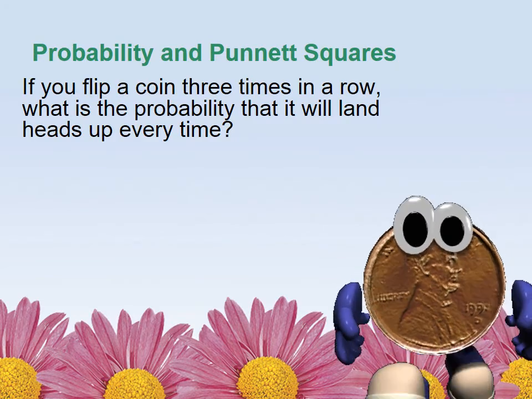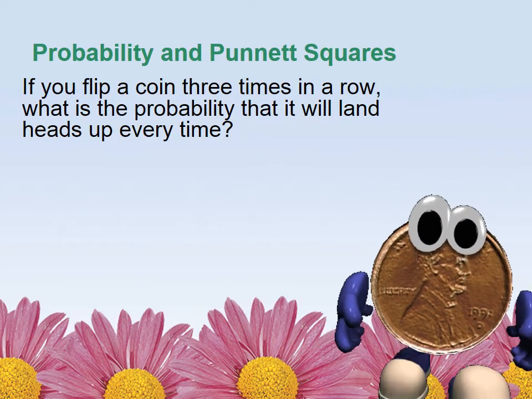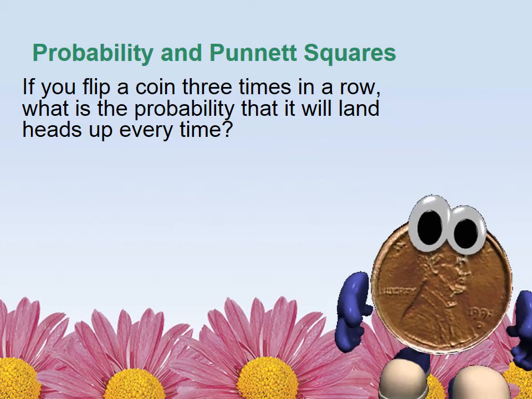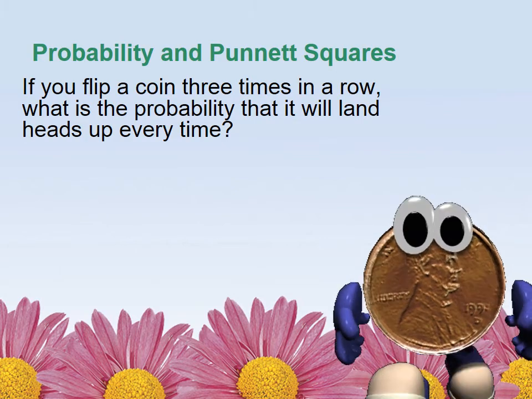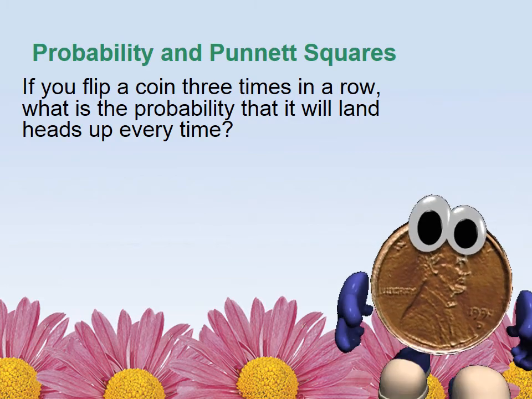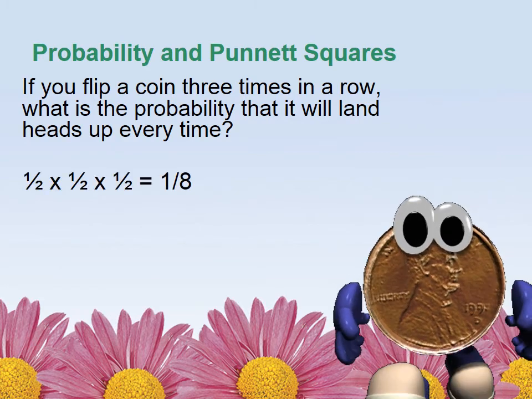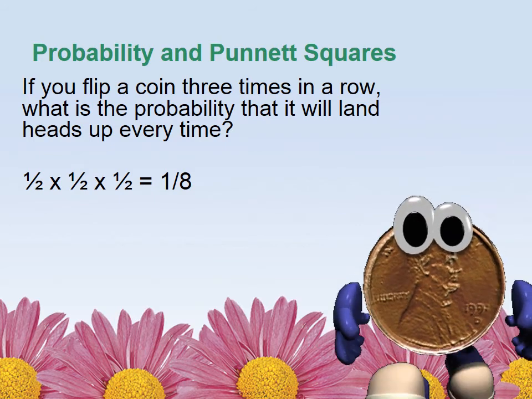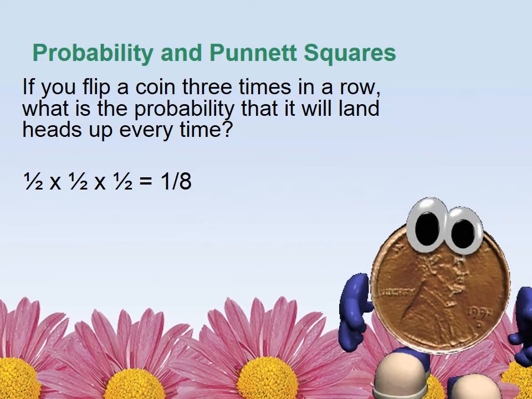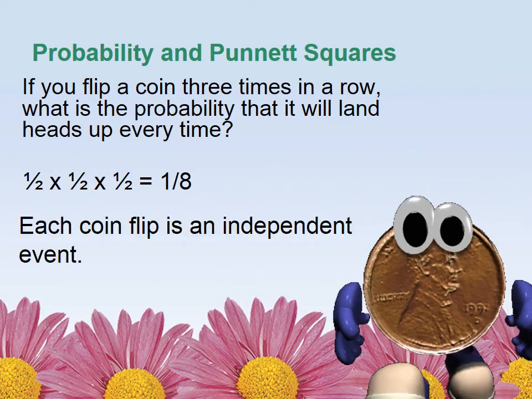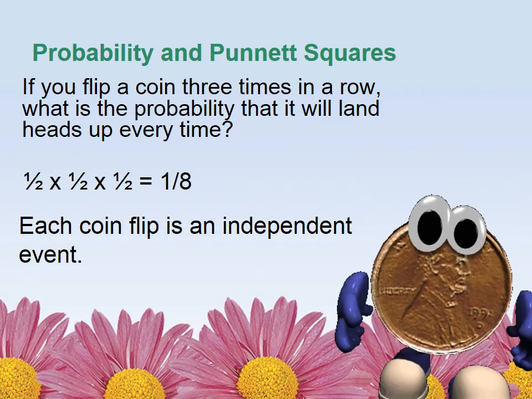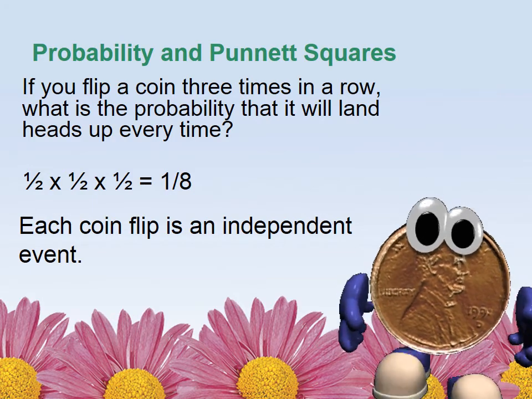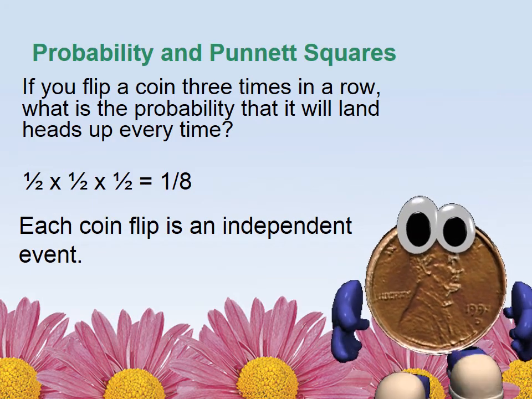Now, if you flip a coin 3 times in a row, what's the probability that it will land heads up every time? Well, each time is considered 1 out of 2, right? Because each one is an independent event. So if you flip it 3 times and it's a 1 out of 2 every time, the probability that you'll get heads 3 times in a row will be 1 out of 8. Remember that each time that you flip it is an independent event. That makes a difference when we figure out probability.